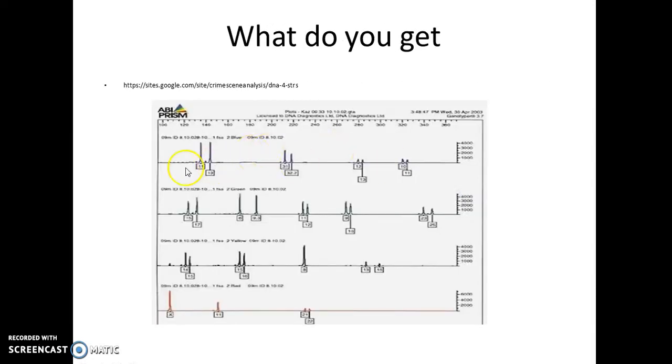So then you'll take a look at the mass. These are the STRs at the top right here, and this is the mass. It's like a little bar graph. All you do is compare the size of the STRs of the sample to your suspects. And if they match up, then you have a match.